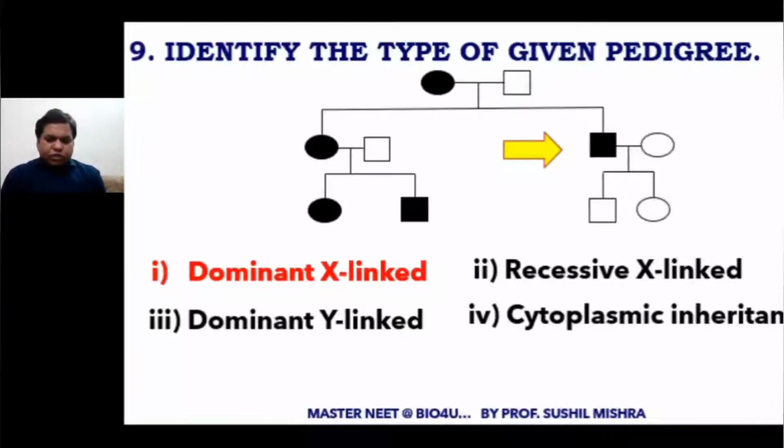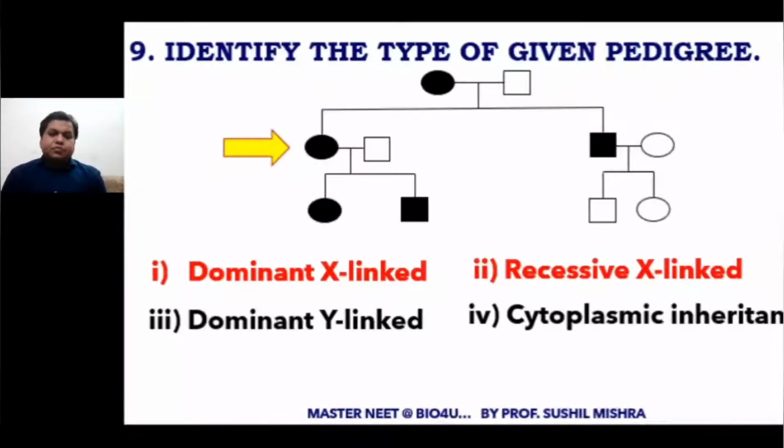So one goes out. Now second, look, father is not having disease, but daughter is having disease. This is not possible in case of X-linked recessive. If X-linked recessive, remember, if the daughter has a disease, by default the father should have the disease. Yes or no? Because the daughter having disease means it has both defective genes. One should come from father, one should come from mother. So here, father is not having disease, but daughter is having disease. So recessive X-linked goes out.